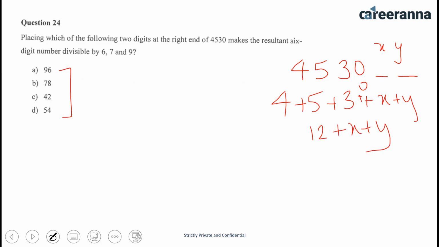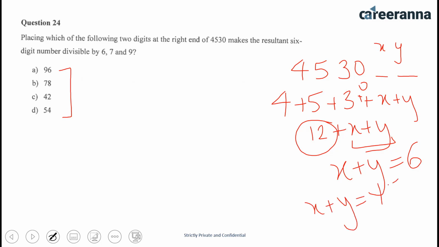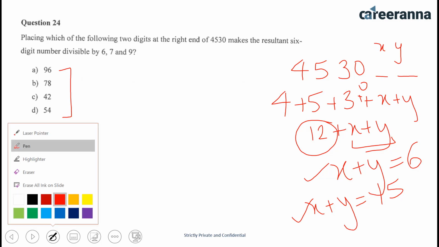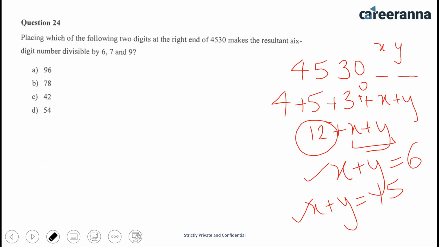So for a number to be divisible by 6, I need to have the nearest number which is divisible by 6. It is 12 already, right? So the nearest number which is divisible by 6 is what? 18. So I can say X plus Y can be 6 to make it 18, because 18 is divisible by 6 and 9 both, and X plus Y can be 15 as well to make it divisible by 9. So we have these two cases. So once we find out that X plus Y can be 6 and X plus Y can be 15, we can select from the options whose sums are going to be 15 and 6.